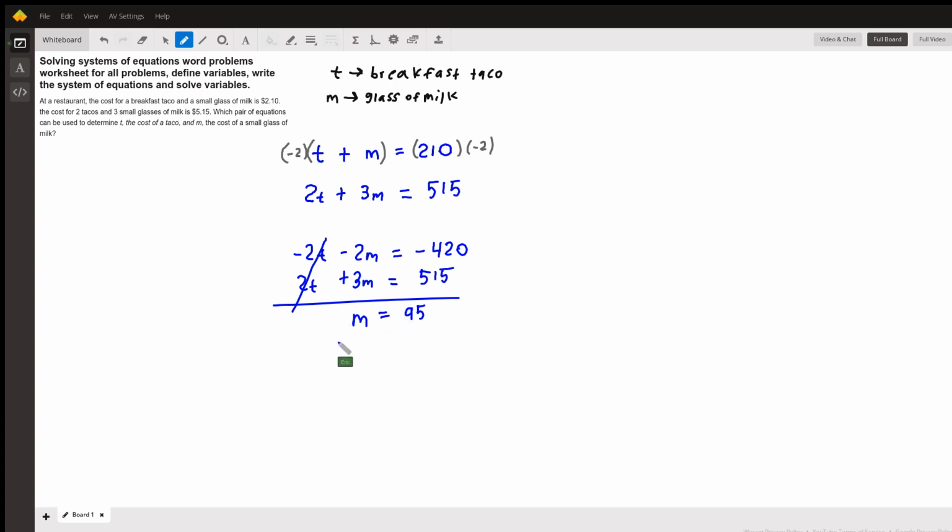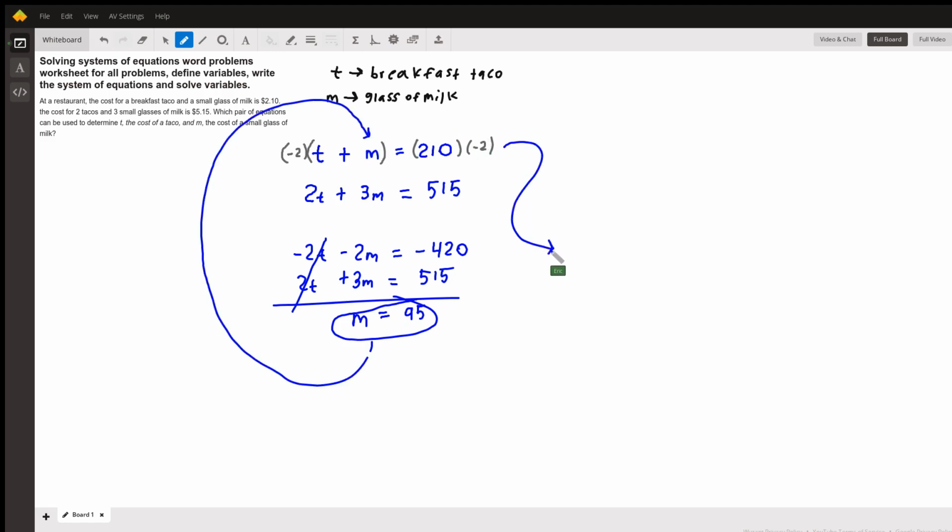Now to find the cost of a breakfast taco, we're just going to plug 95 back in for m in either one of our original equations. So we get t plus 95 equals 210. Subtract 95 from both sides. And 210 minus 95: 210 minus 100 is 110, add 5, we get 115.